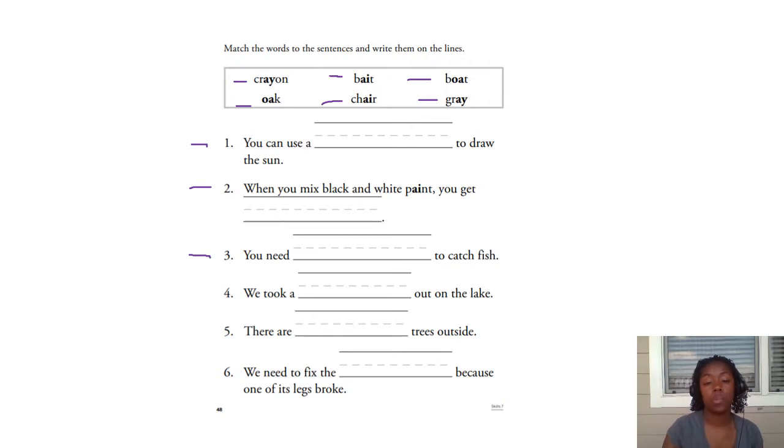Number 3, you need blank to catch fish. Now this one can be tricky, so I'll help you with this one. You need blank to catch fish because not a lot of people go fishing, so you wouldn't know exactly what you need. This one is bait. You need bait to catch fish. Bait is something that you put at the end of the hook, and then you put the rod out in the water, and then the fish will typically try to eat the bait that's at the end of your hook, okay? So this is bait. I'm going to go ahead and cross that out, so I gave you one freebie.